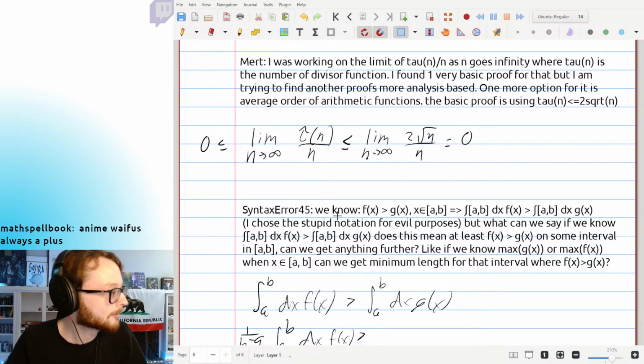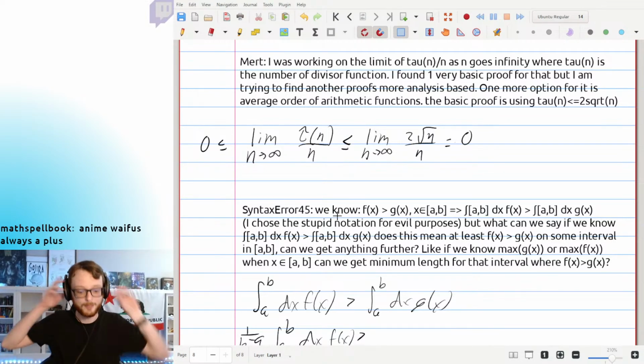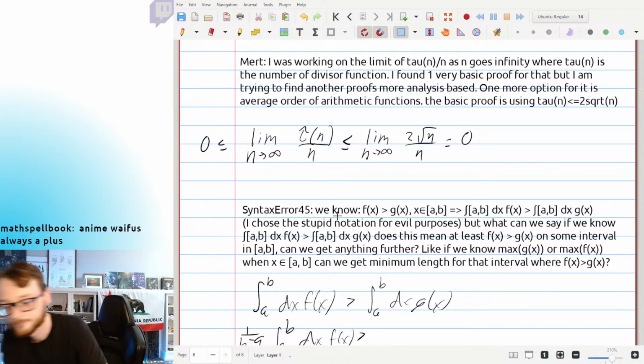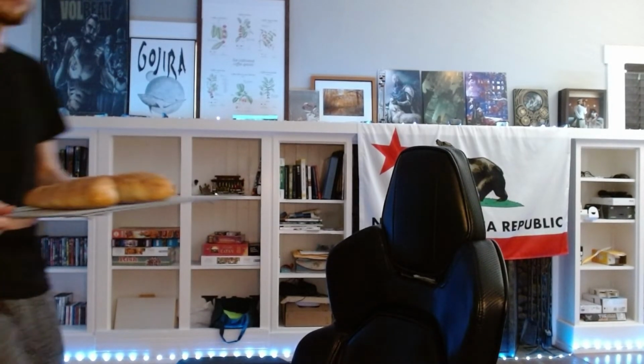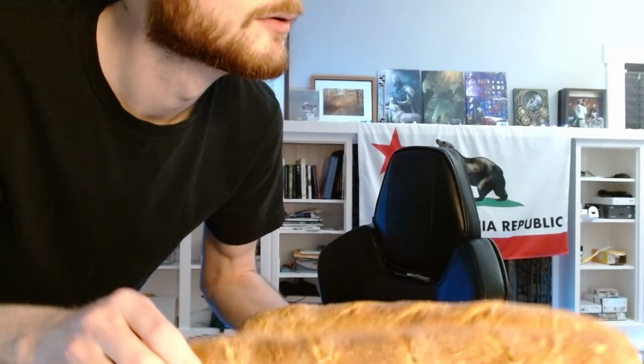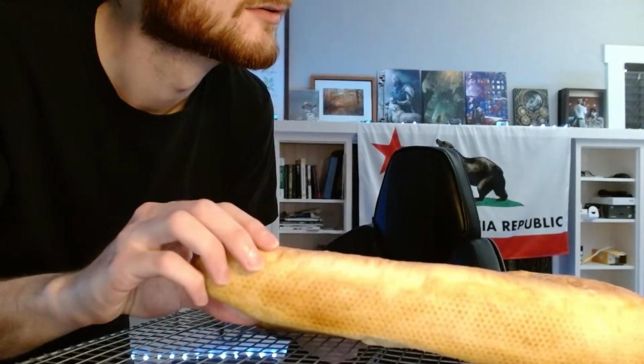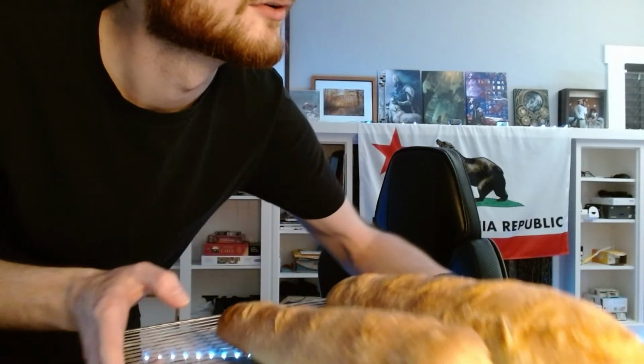Since people weren't here when I showed it off, I'll show off my bread again. One second. Actually, it's cool now. So, just made some baguettes. Yeah. Oops.